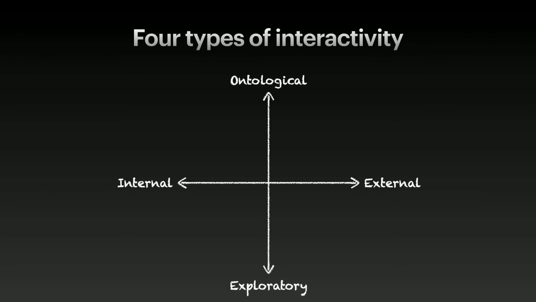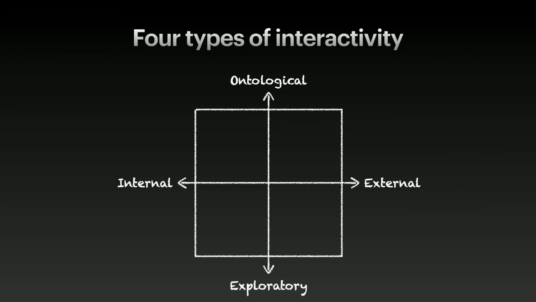The vertical axis differentiates exploratory and ontological interactivity. In exploratory interactivity, the interactor can navigate inside the virtual world, but can't affect it. Conversely, in ontological interactivity, the interactor's decisions can send them into different paths within the virtual world. These 2 axes divide the field of interactivity into 4 quadrants.